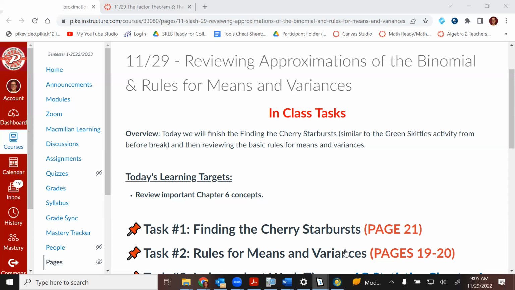And notice I did check at the beginning to make sure that a normal approximation would be appropriate here. Both your expected number of successes and your expected number of failures need to be bigger than 10. We had a mean of 50, so we expected 50. We expected 150 out of the bag to not be cherry Starburst. Both of those values were bigger than 10, so a normal approximation is appropriate.